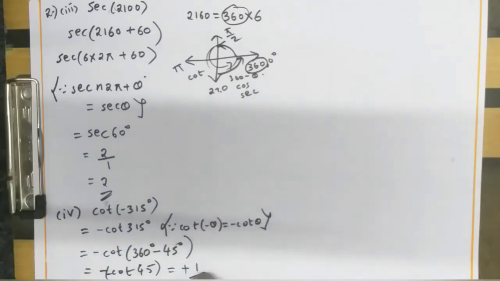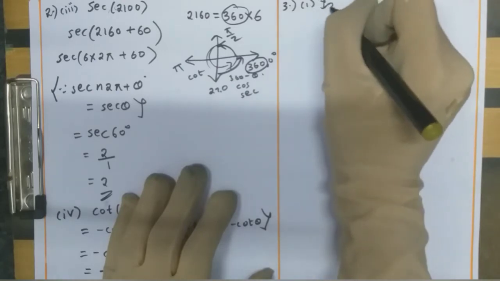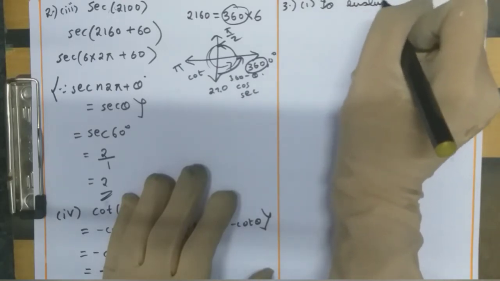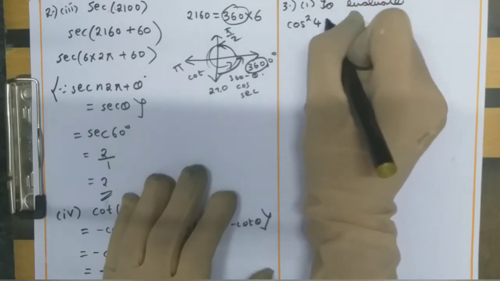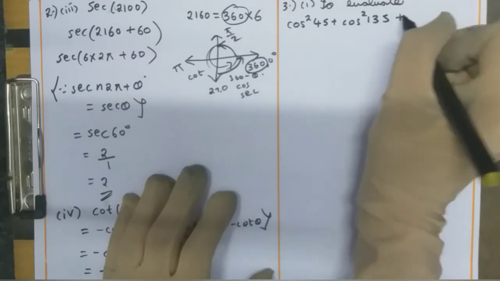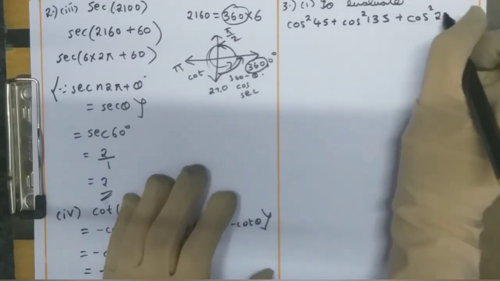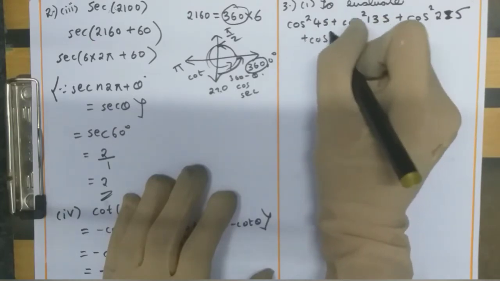So question 3, first bit: I have to evaluate cos squared 45 plus cos squared 135 plus cos squared 225 plus cos squared 315.